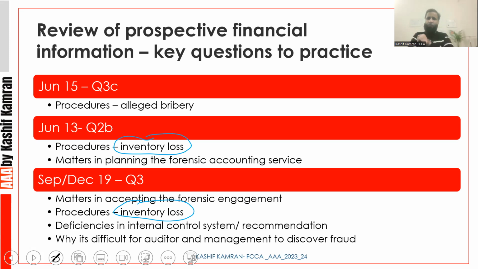But look at the three questions on your screen: June 15, June 13, and September/December 19. September/December 19 is the biggest one and the more recent one. And that includes almost everything: procedures, methods, difficulty for management and auditor to discover fraud, and deficiencies in the internal control system. So please ensure you do these three questions around forensic so you have an absolute command on the subject matter. Is that clear to all of you? Before we move to the 4th one.